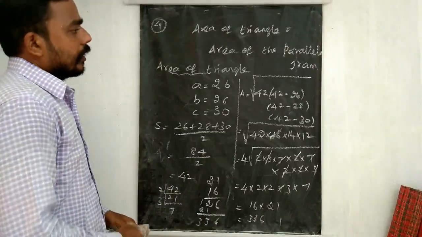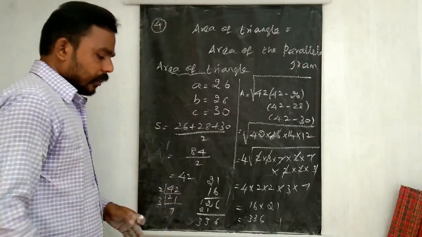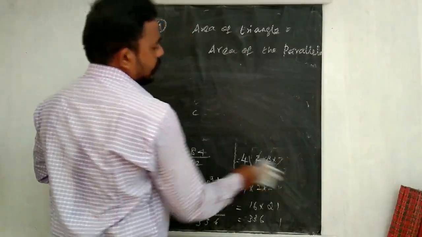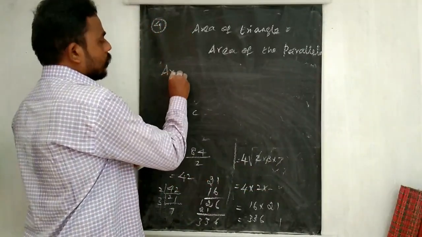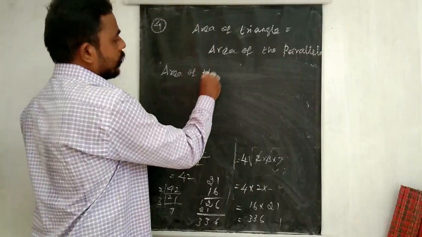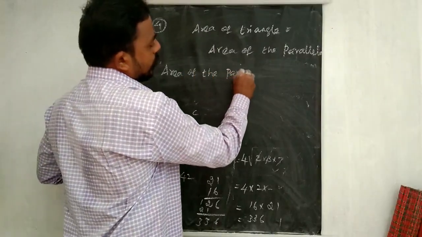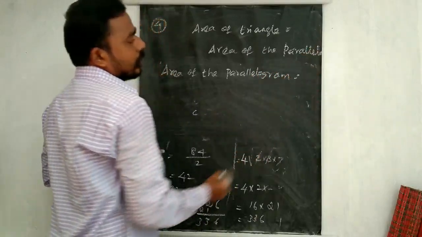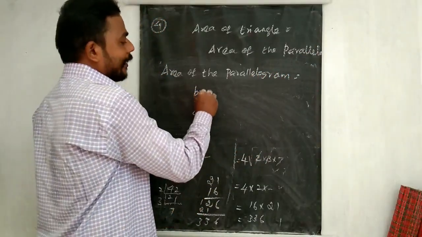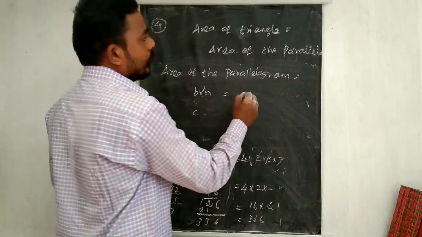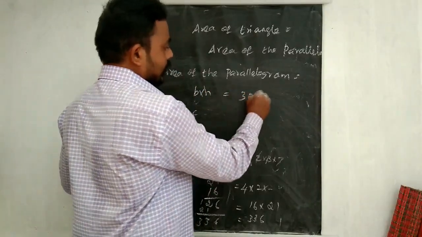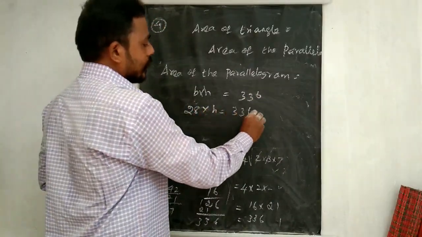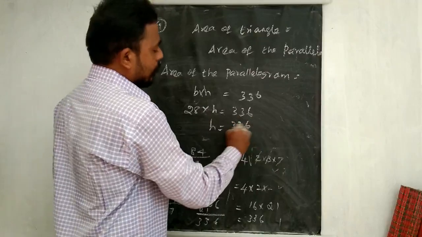Now we need to find the area of the parallelogram. For that, the base value is given as 28. Area of the parallelogram equals base into height. But this is equal to the given area, 336. So the base is 28, and h equals 336 divided by 28.